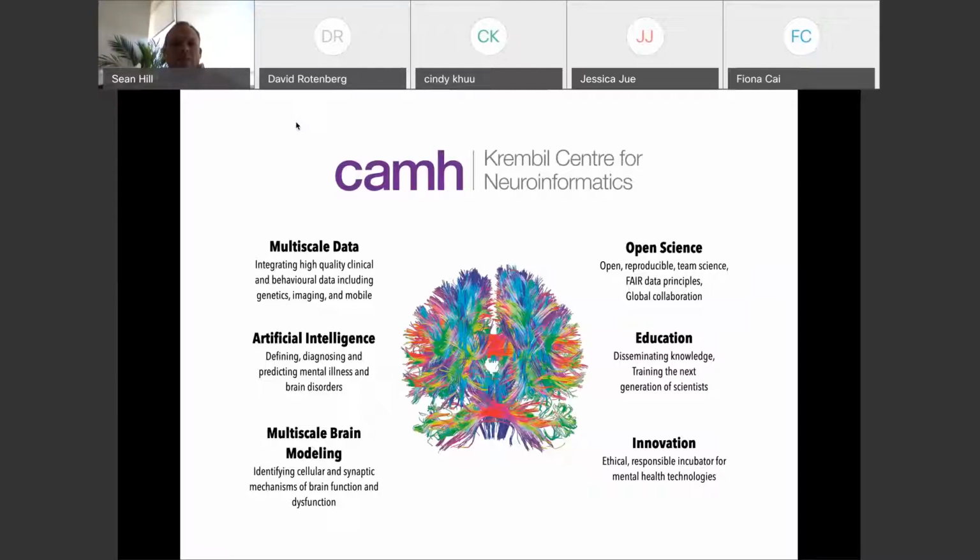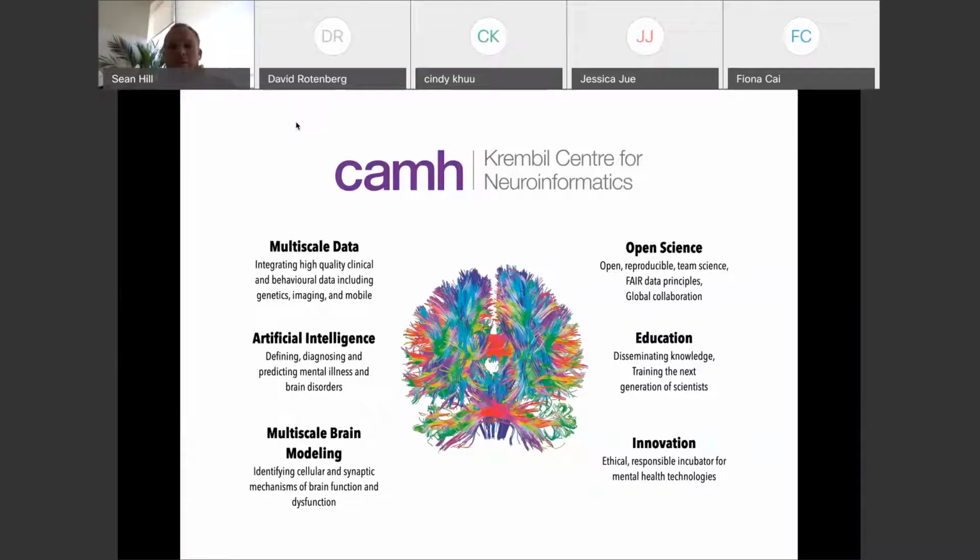At the core, one of our fundamental challenges is how do we capture the right kind of data from the clinic that's relevant to really inform treatment, classification, diagnosis, stratification of patient populations, and then ultimately start to identify the biological underpinnings of mental health disorders. This core challenge of multi-scale data, integrating high-quality data, including genetics, imaging, and mobile data, is one of our pillars.